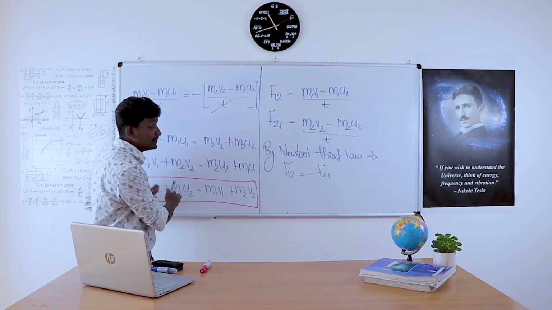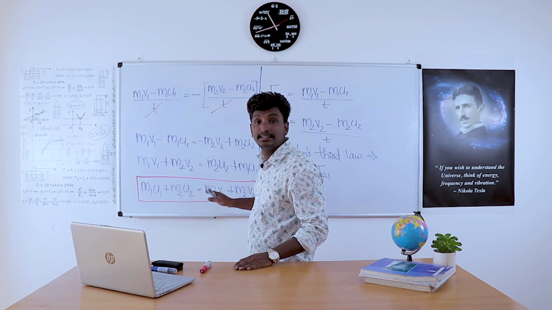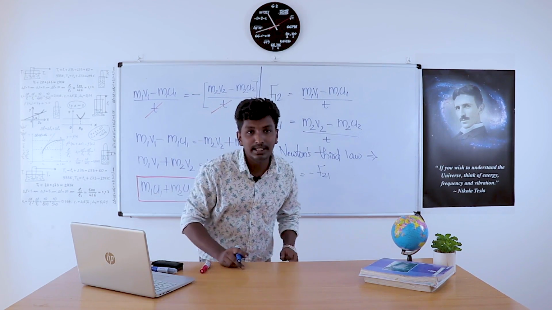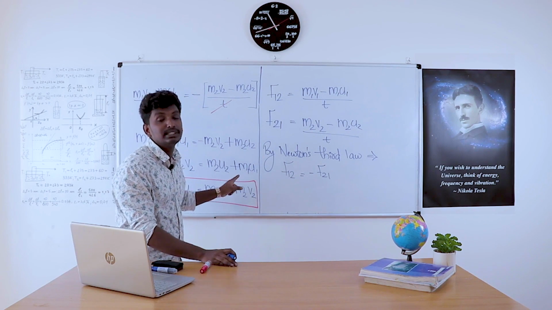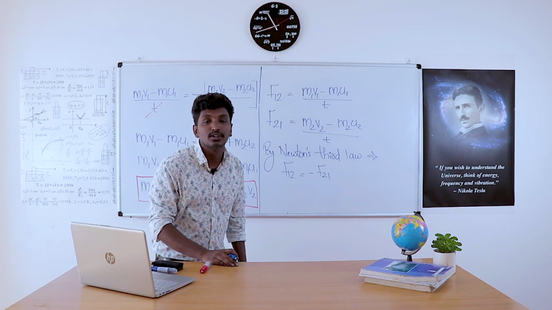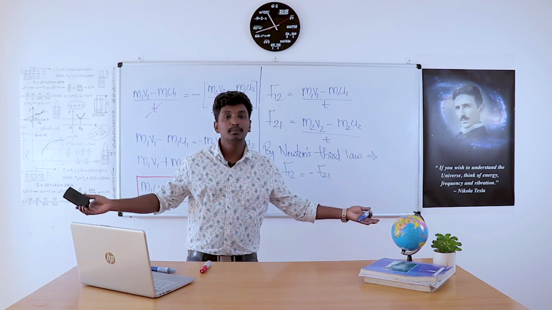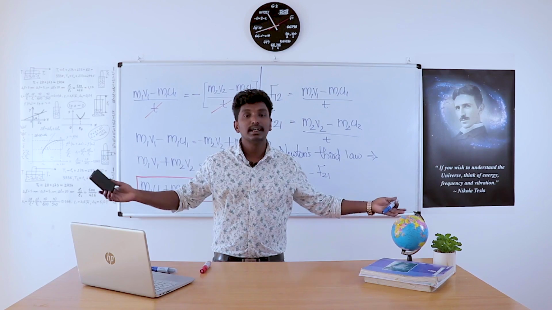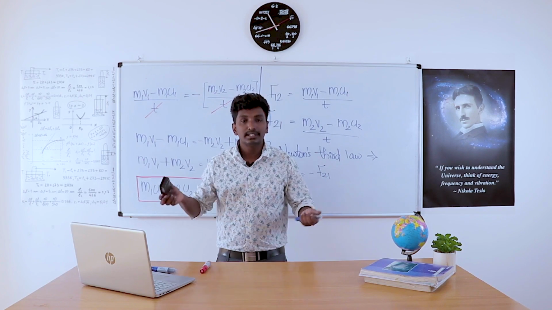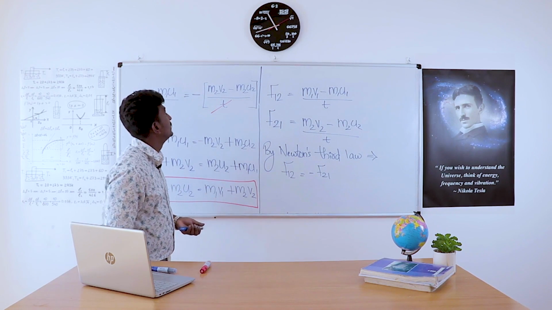That means in the left hand side we are having total momentum before collision, and in the right hand side we are having total momentum after collision. That simply means total momentum before collision is equal to total momentum after collision. That's what is called conservation of momentum. This is the proof for conservation of momentum. Now we proved it. That is, total momentum before collision is equal to total momentum after collision, or in the absence of an external force, total momentum remains constant. That's what is called conservation of momentum.